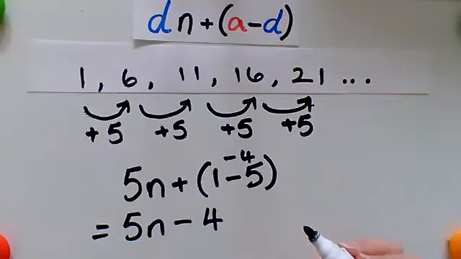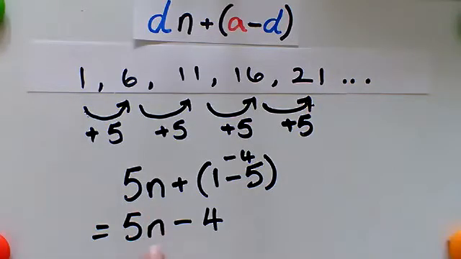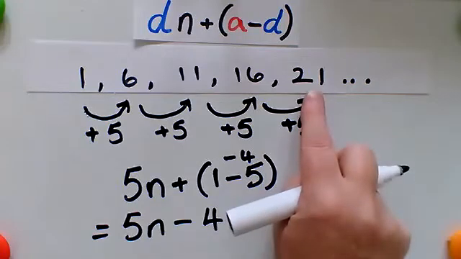Now again, my little check, I'm just going to put my finger over the n. 5 take away 4 gives me 1, which was the first term in the sequence. And if I just want another check, 5 times 5 would be 25. Take away 4 would be 21. So the fifth term in the sequence should be 21, and indeed it is.